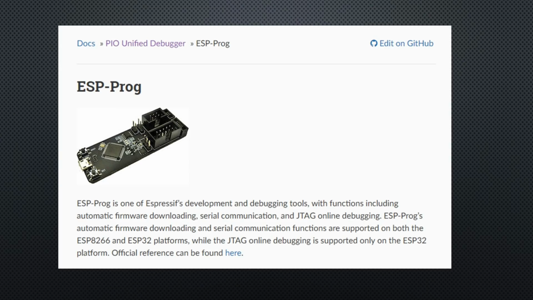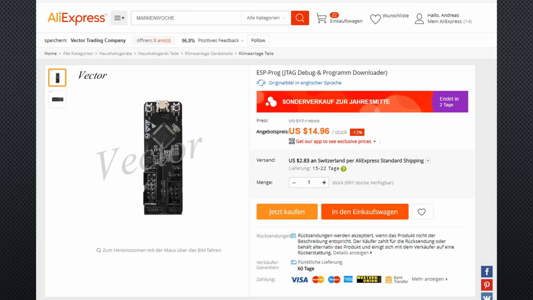And I found a much cheaper JTAG debugger, which seems to be from Espressive and is also supported by PlatformIO. It only costs $20, including shipping, and is available on AliExpress. So I had no excuses. Had to roll up my sleeves and invest a night or two.